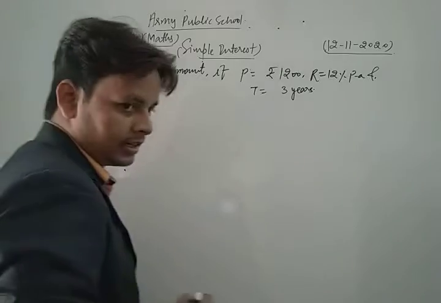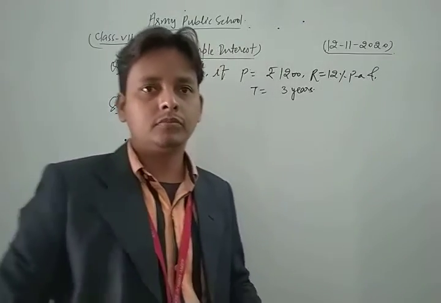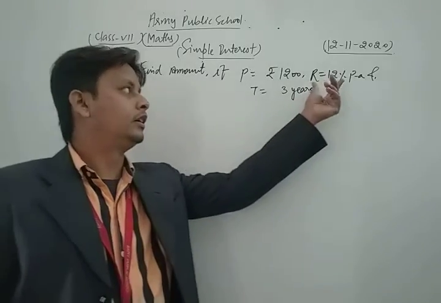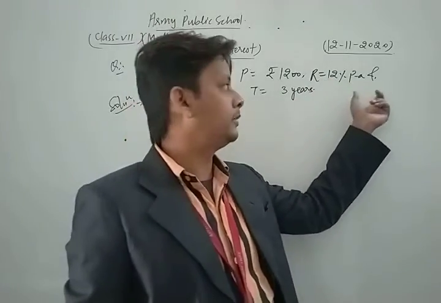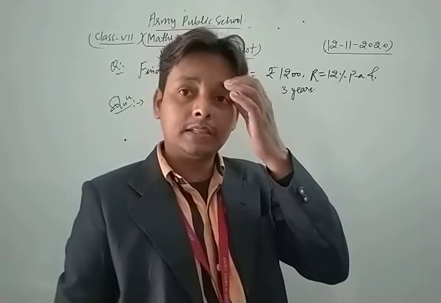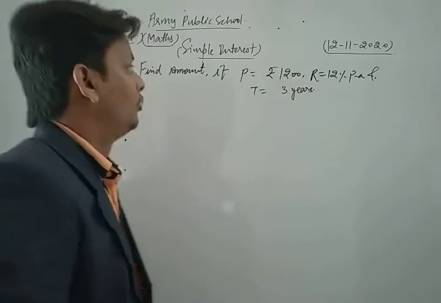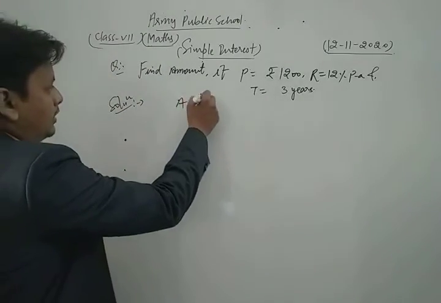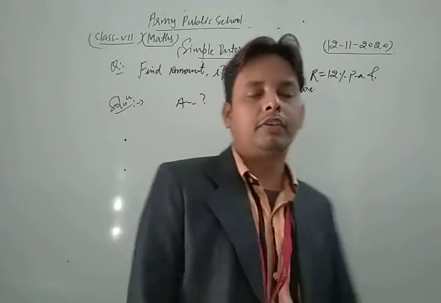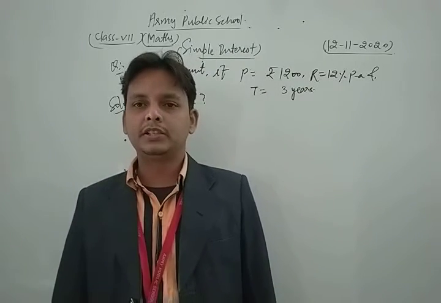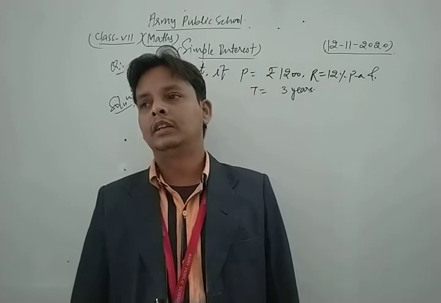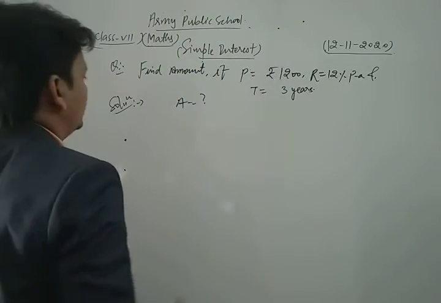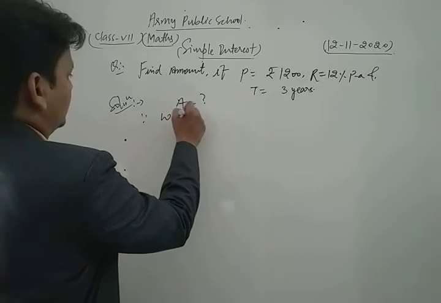Let's see, dear students. Here what is given? Here the principal value is rupees 1200, the rate of interest is 12% per annum, and the time is given as 3 years. Now what do we find? We find the amount. Therefore, in finding the amount, first of all we find the simple interest. After that, we find the amount.